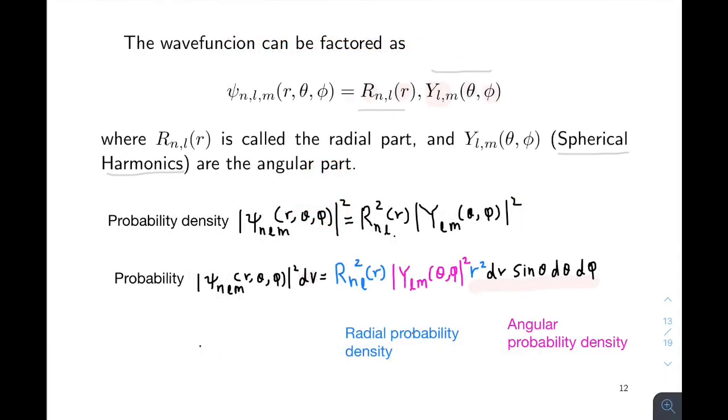Now we factor our wave function as follows. Psi NLM of r theta phi is the product of R NL of r, which only depends on the radial coordinate, and YLM of theta phi, which depends on the angular coordinates. We call this the radial part of the wave function and this the angular part of the wave function. This angular part is the same for all spherically symmetric potentials, and there is a special name for these functions. They are called spherical harmonics.